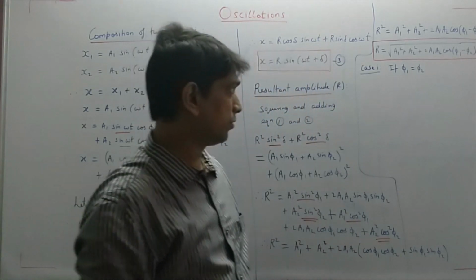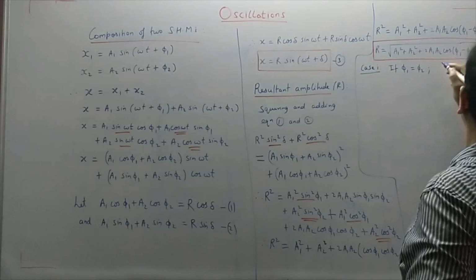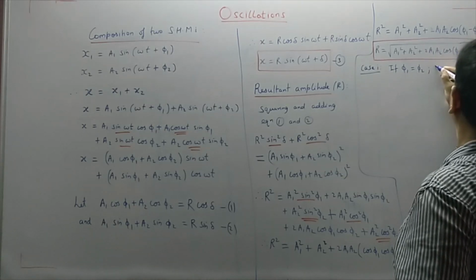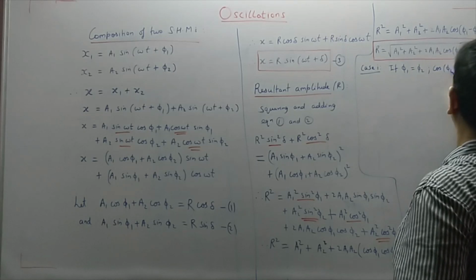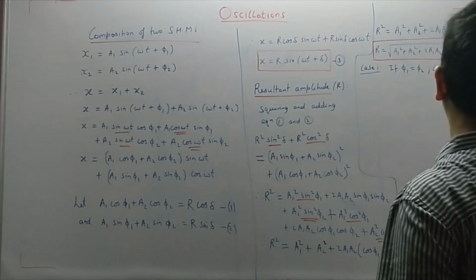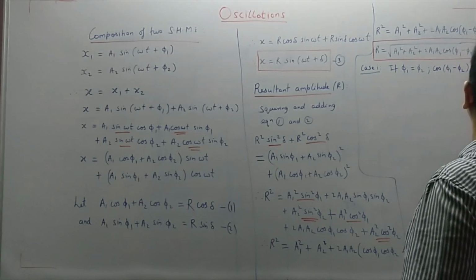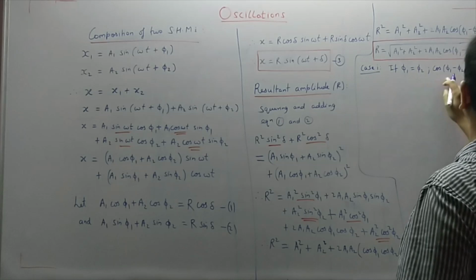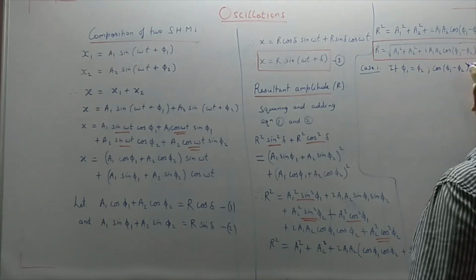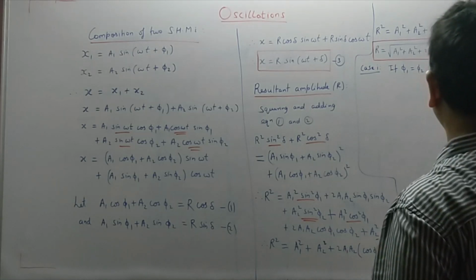The resultant amplitude A. So if they are in the same phase, phi 1 equals phi 2, what is cos of phi 1 minus phi 2? It will be cos 0, which is 1. So if they are the same, cos of phi 1 minus phi 2 will be 1, if they are in the same phase.